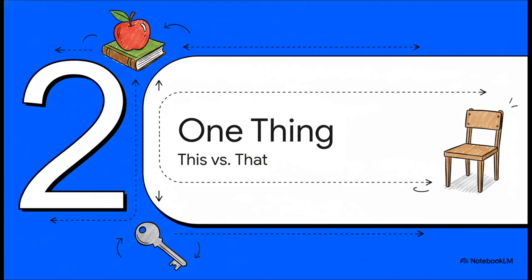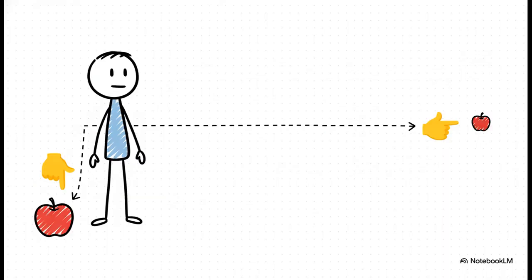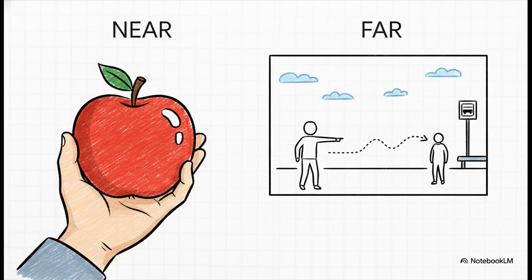So let's see how this works in practice. We'll start with the easy one, situations where you're only talking about a single item. Okay, so when you've got just one item, your choice is always between this and that. The only thing that changes your decision is distance. You use this for something that's near you, and you use that for something that's far away. Simple, right? And these examples make it super clear.